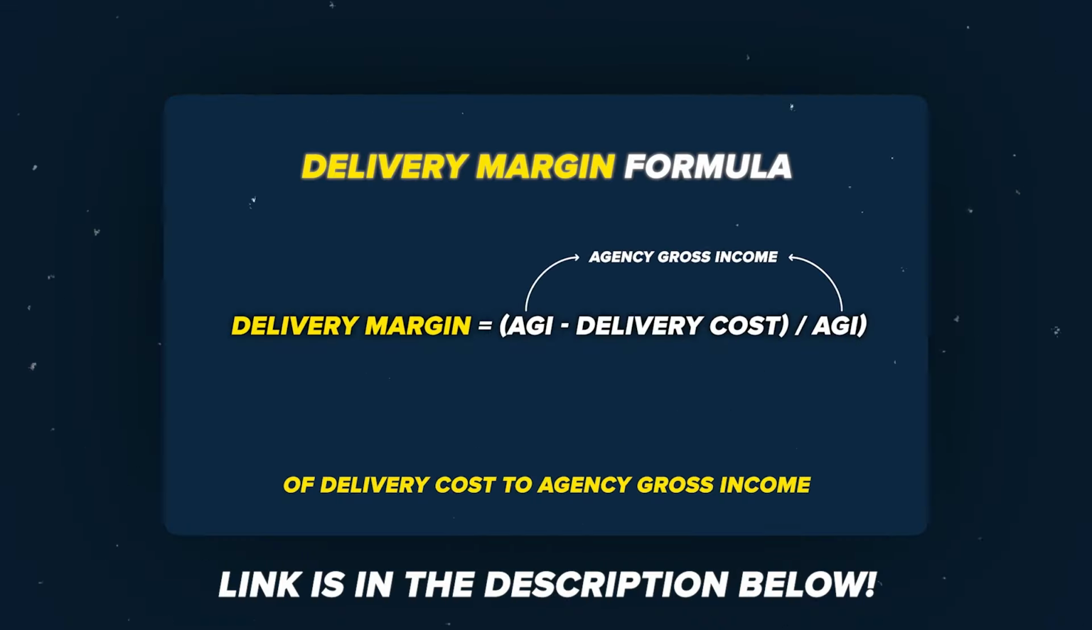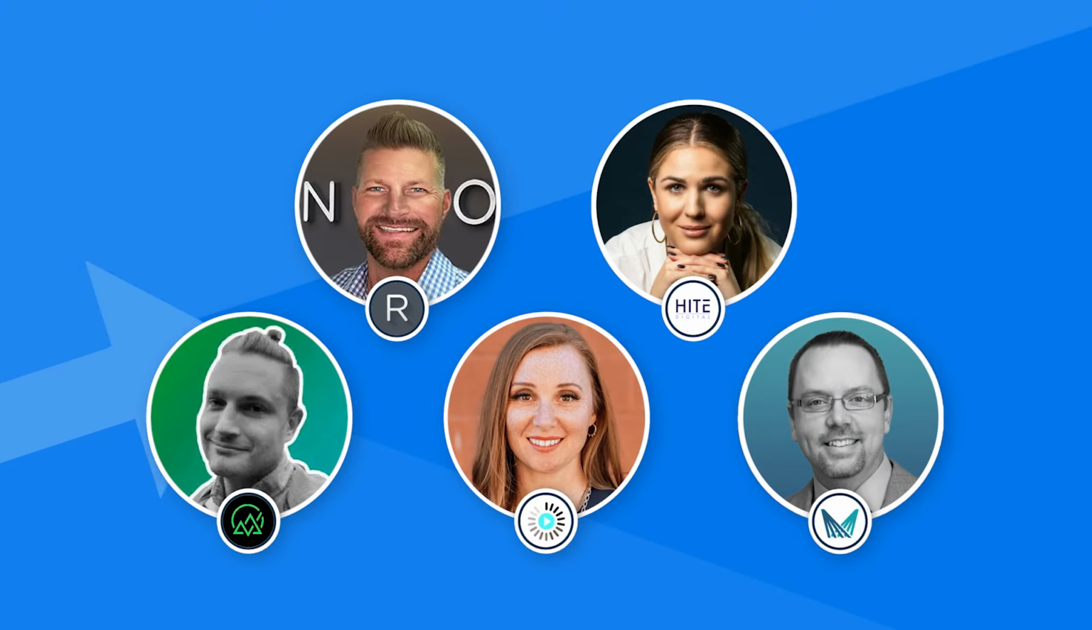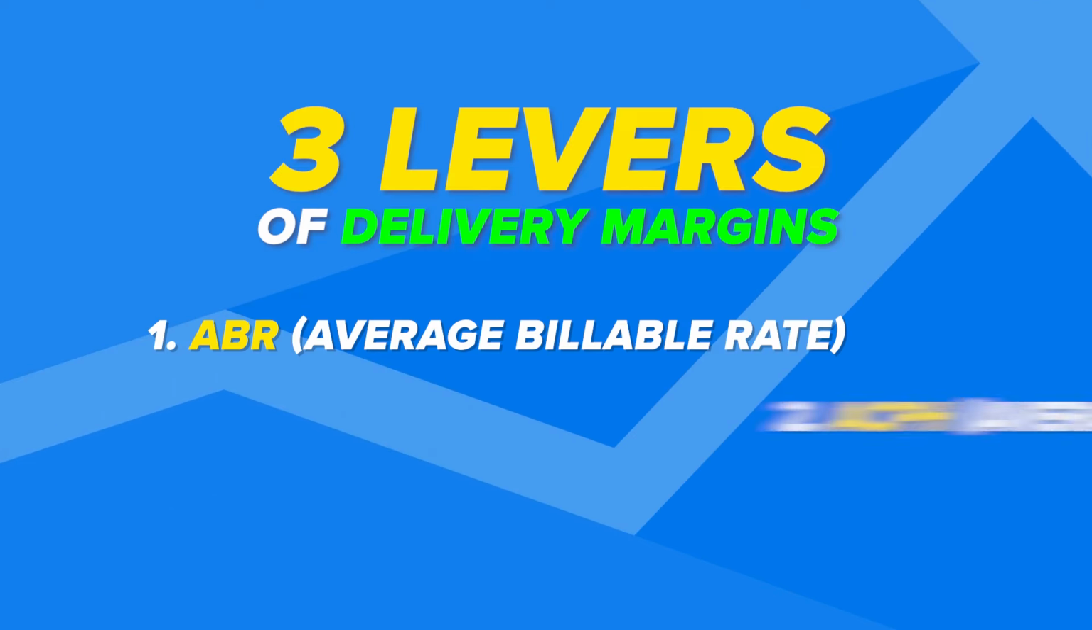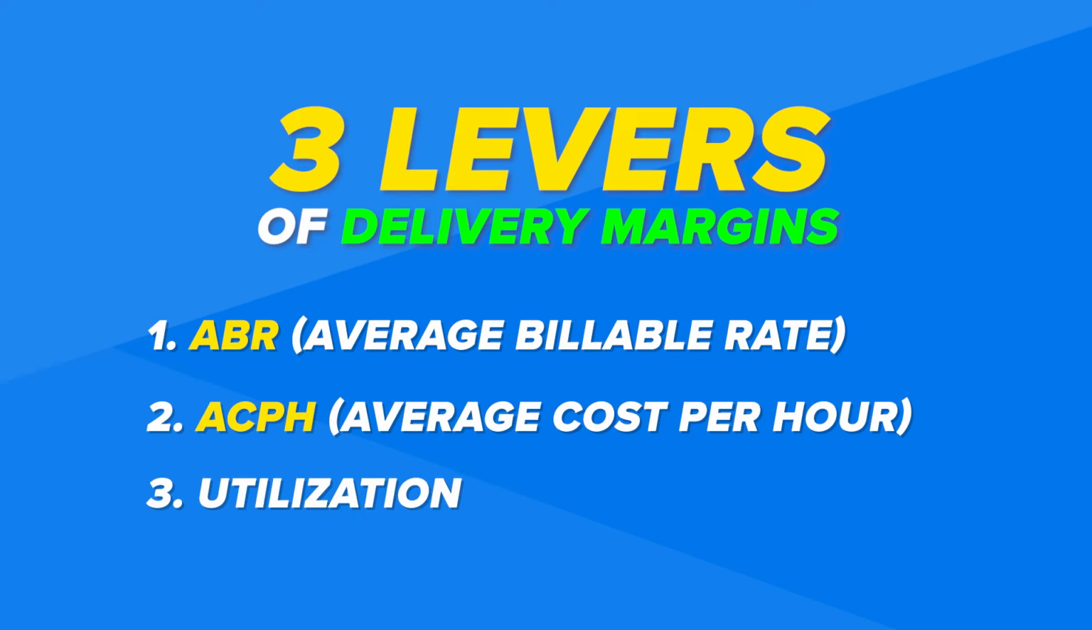We've previously spoken about the hows and whys of calculating delivery margins on this channel. Now let's hear from a few successful agencies on using SOPs to fine-tune the 3 levers of delivery margins: average billable rate, average cost per hour, and utilization.